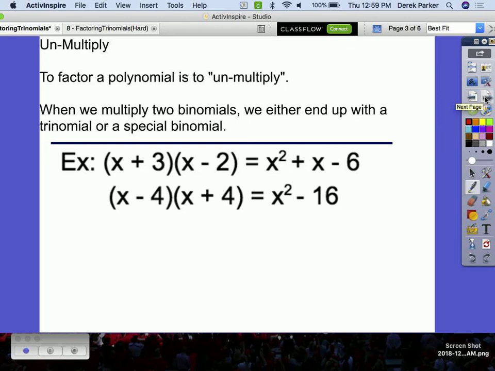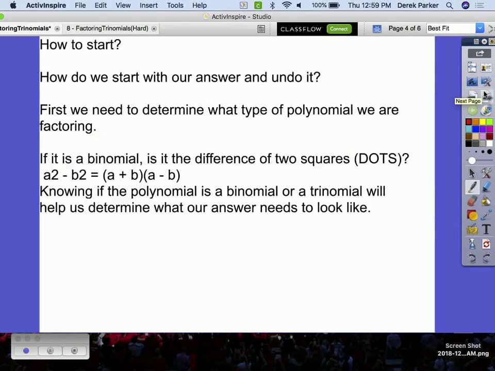Unmultiply is what we're going to call it. To factor a polynomial is to unmultiply. When we multiply two binomials, we either end up with a trinomial or a special binomial. How do we start with our answer and undo it?